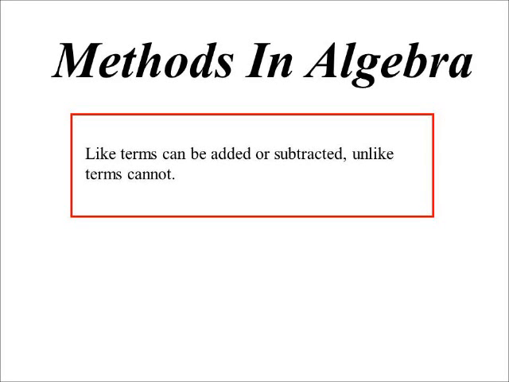We're starting off with methods in algebra, and I'm going to start with the most mind-blowing piece of theory you've ever seen. Look at that. Like terms can be added or subtracted, unlike terms cannot. Basically, a pronumeral represents an unknown. We don't know what it is, but that doesn't stop us adding them or subtracting them.